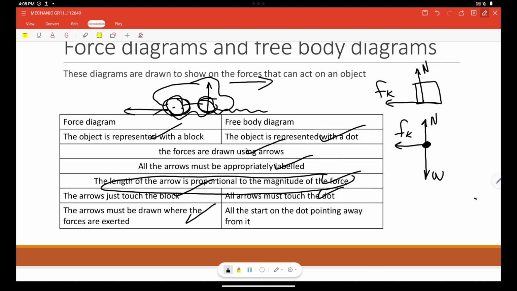I realized that with the force diagram I never showed the weight. The weight is a force that acts from the center of the object. So the weight, we always draw it from the center of the object on a force diagram. So let us just go ahead and take a few examples.